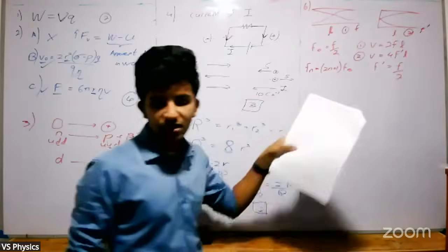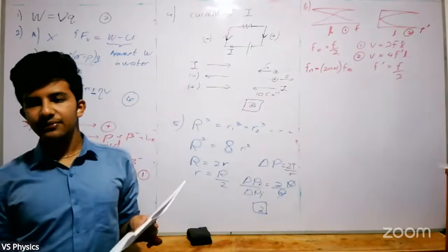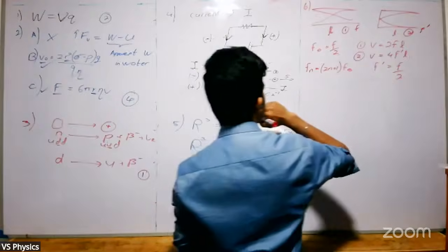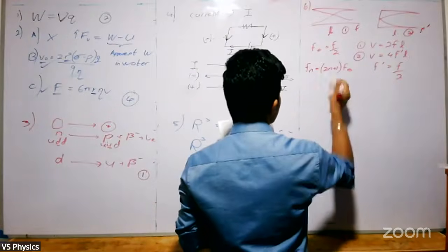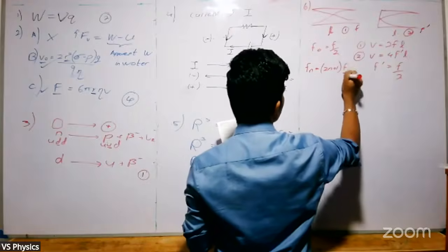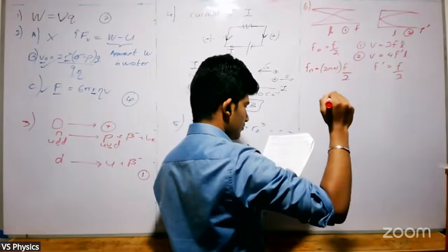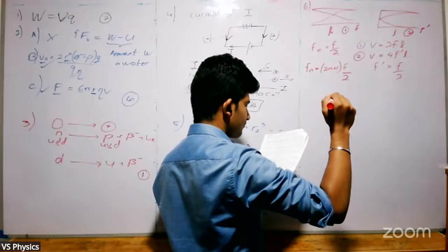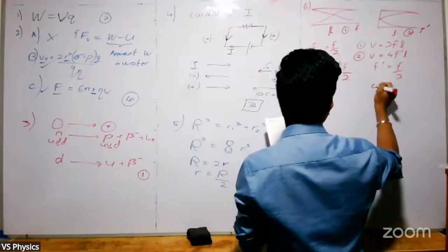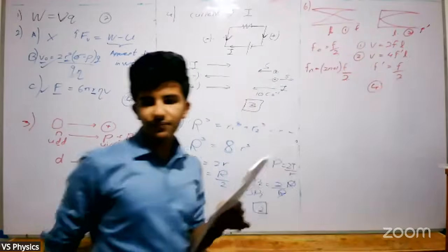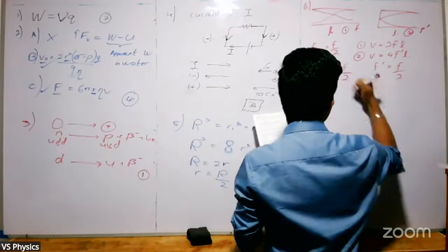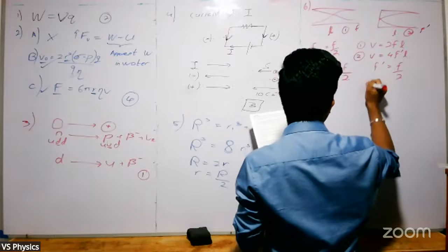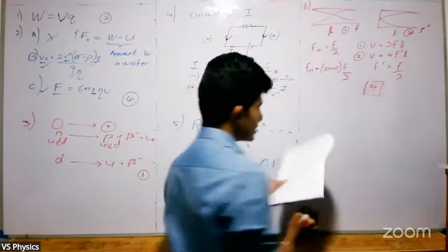This equation has to be memorized and written. There is a way to derive it too, but no need. For F naught we are substituting F over 2. Is there such an answer? Yes, fourth answer. Okay? Fourth one is the answer for the sixth question.